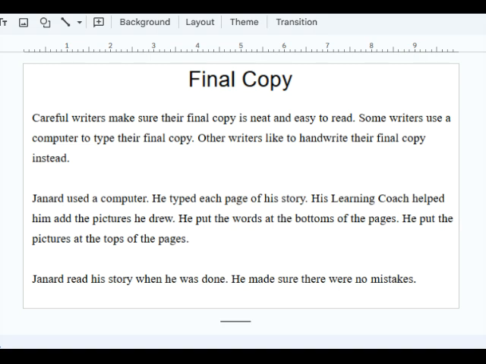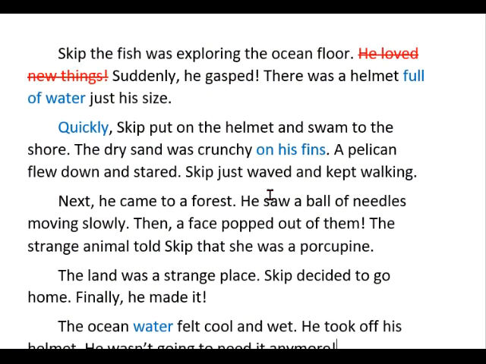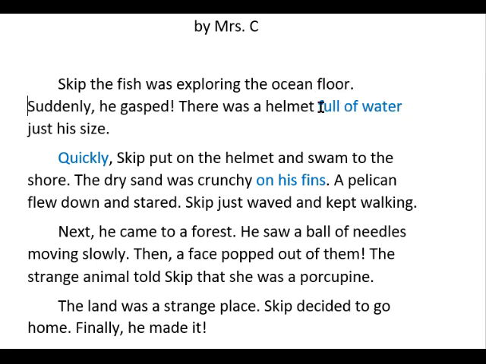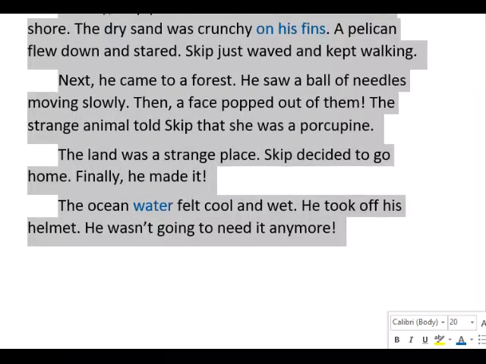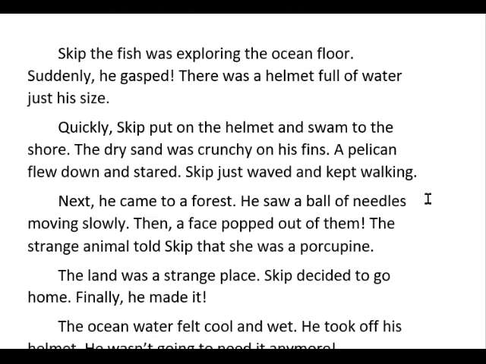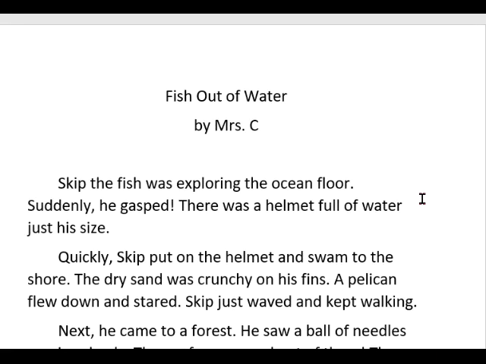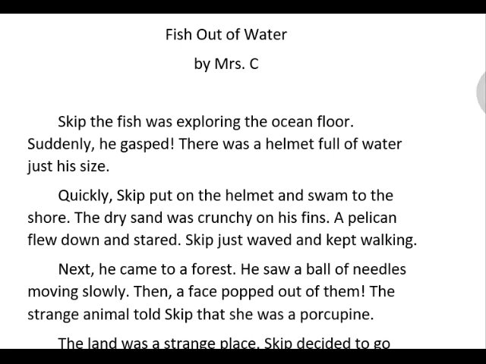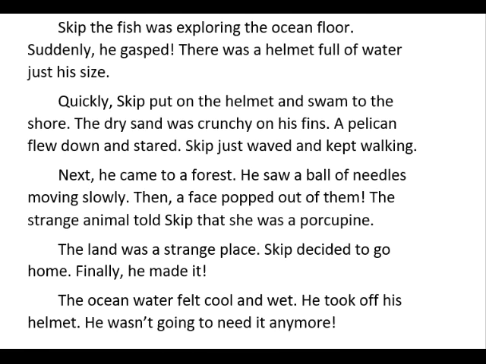All right, so let's go ahead and look at my final copy. I've got those different colored words to show you my revising and editing, but I don't want those when I turn it in. So I'm going to go ahead and make all of these match. I don't want these to be in different colors. That's just when I'm editing and revising, right? That's just so I can see the mistakes quickly. So this is going to be my final draft. I have my title, Fish Out of Water, by Mrs. C. I'm the author. Let's read it together and see if that editing and revising made it make a little bit more sense and sound a little better.